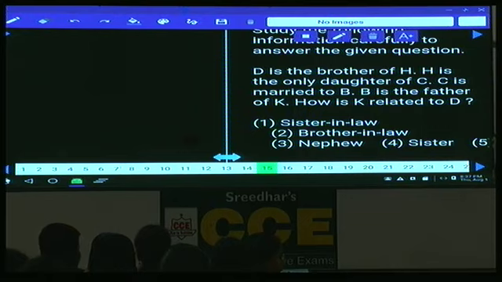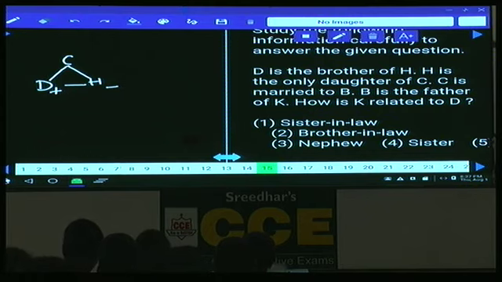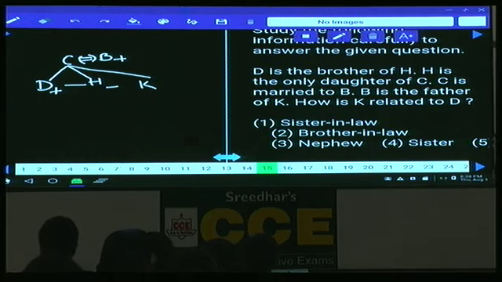Now in this question number 15, D is the brother of H. H is the only daughter of C. C is married to B. B is the father of K. C is the mother of K. And H is the only daughter. K is the son. How is K related to D? K is the brother of D. Brother, that is given in choice 5.